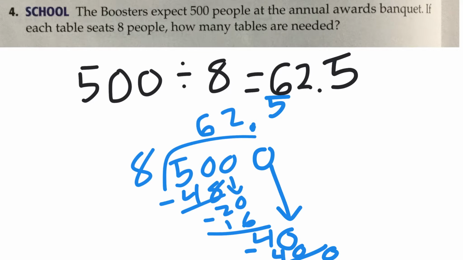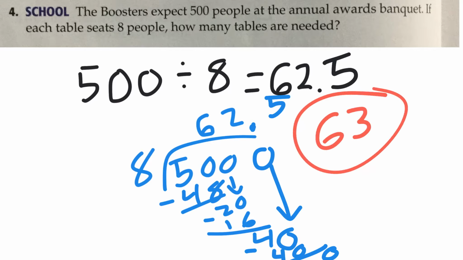So do you think these people are really going to wheel out 62.5 chairs or 62.5 tables? Why not? Because you can't bring out half a table unless they cut one in half. But then the legs wouldn't work. So no, it's not going to happen. So how many tables are they going to put out? 62. No. 63.